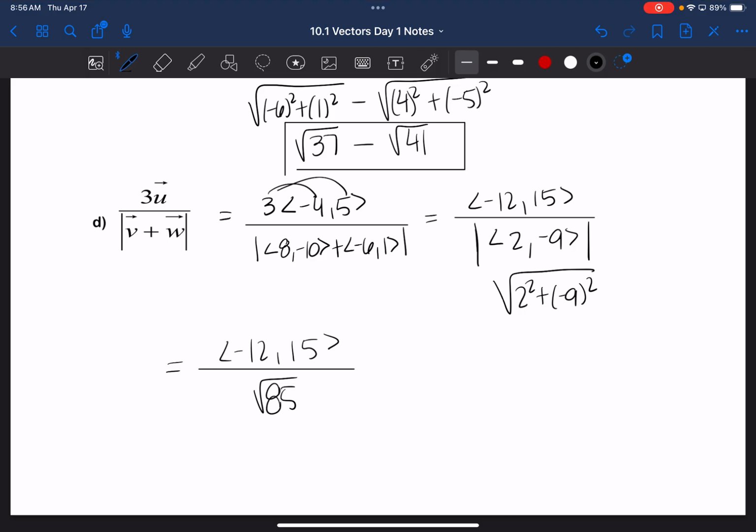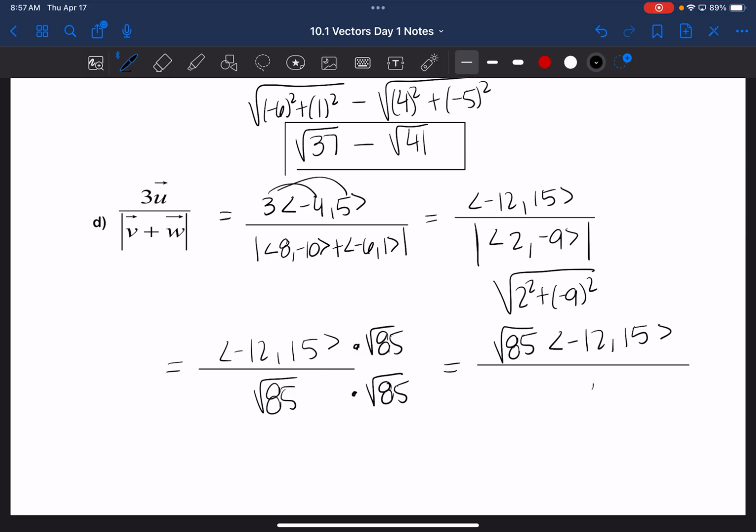Now remember, a lot of times they like for us to do what we call rationalize the denominator, where we don't leave the square root in the denominator. And remember, to make that happen, all you do is multiply the denominator by itself, right? So I would just multiply the denominator by square root of 85. But if I do that in the bottom, got to do it in the top as well. So we would end up with square root of 85 times the vector negative 12, 15 over 85. All right.